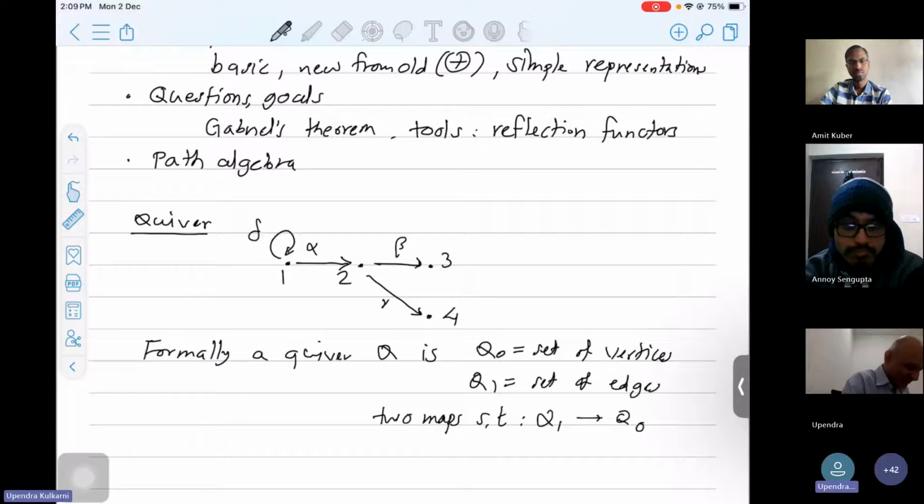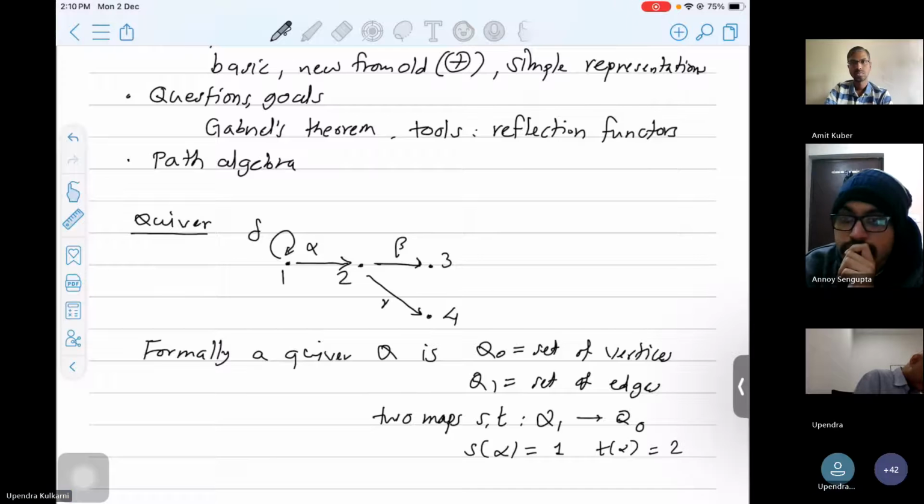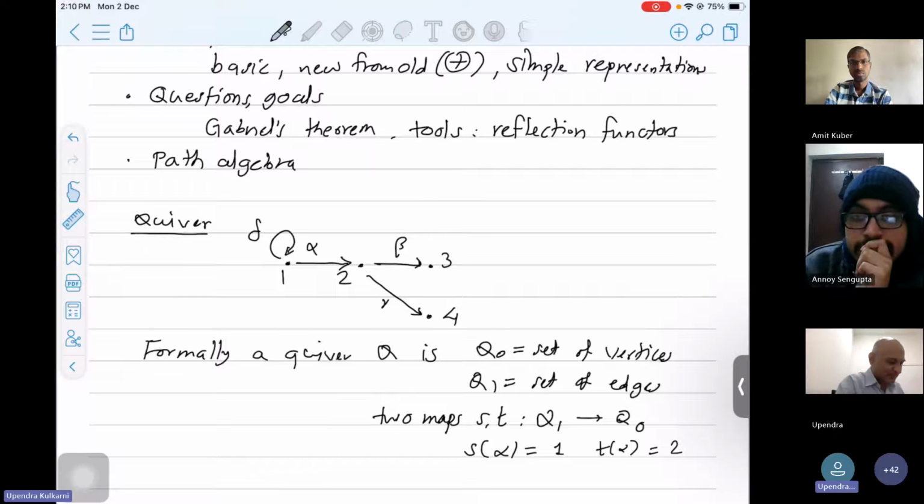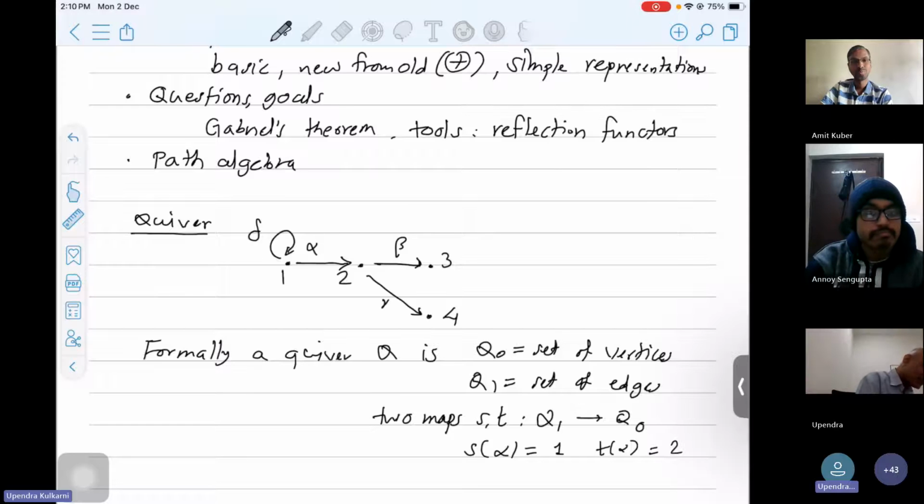So what is this? It's just formal nonsense saying if I give you an edge, then what is the source of that edge and what is the target of that edge? So for example, in our situation, S of alpha is going to be 1 and T of alpha is going to be 2. So I hope that this is completely straightforward. As always, if there are questions, please do ask. At this stage, if something is not clear, it is not your fault. It is my fault because there is really nothing difficult so far. Okay, so it's just a language.